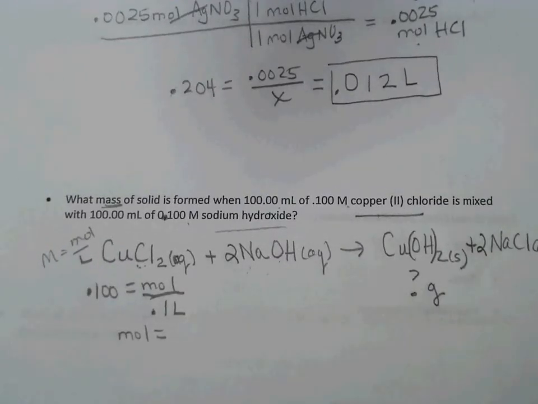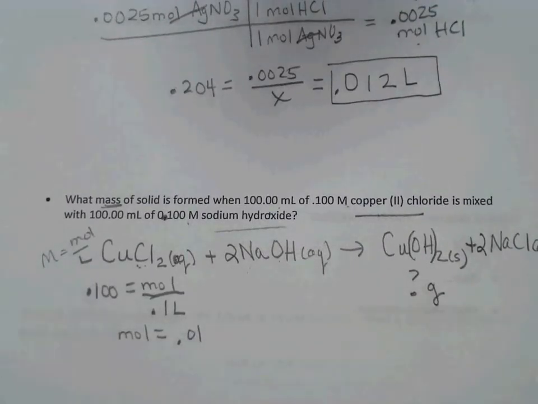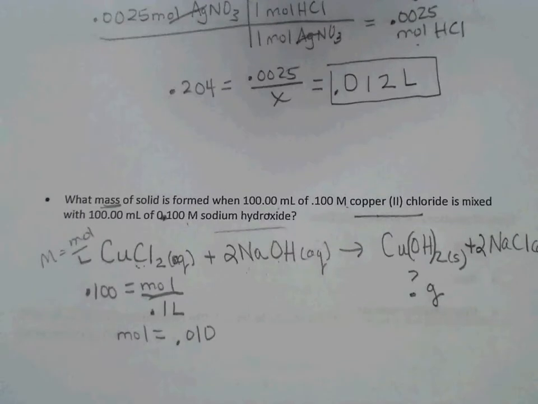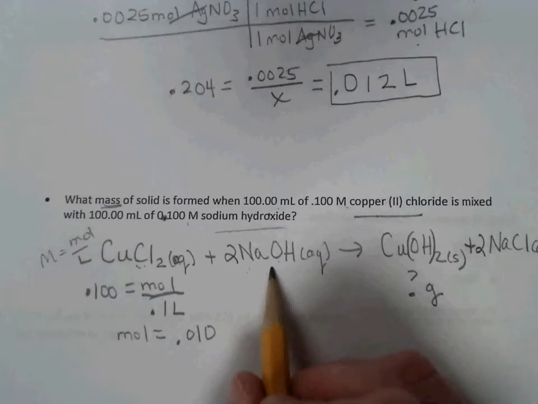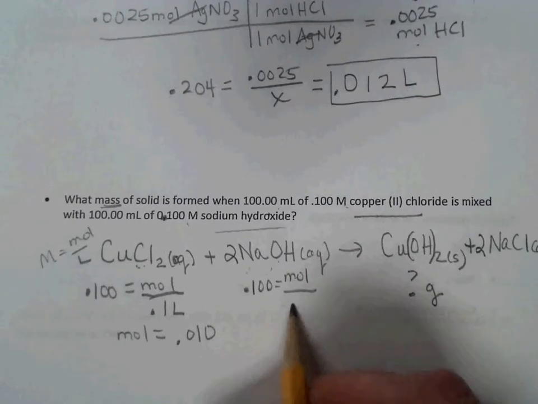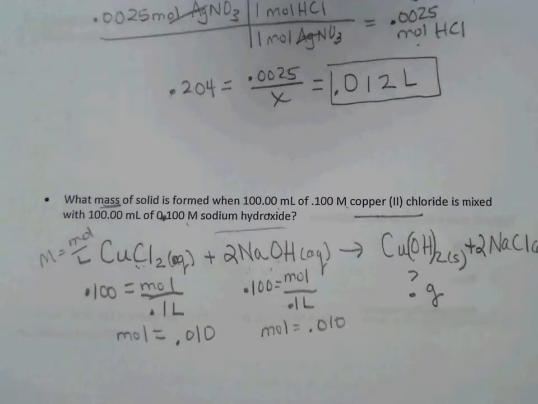So moles of that really is just what? 0.1 times 0.1? And y'all double check, make sure you see how I got that. And this just happens to have the same numbers, right? This is also 0.1, and is also 0.1 liters. So the moles of sodium hydroxide is also 0.010. So that makes this problem a little bit easier, because we're starting off with the same two numbers.